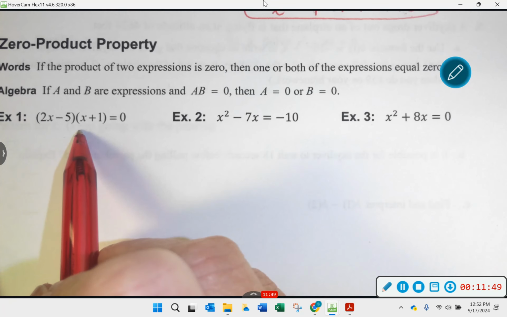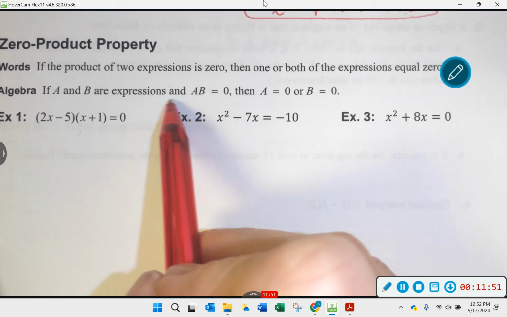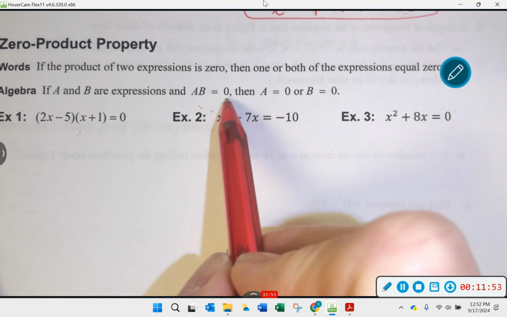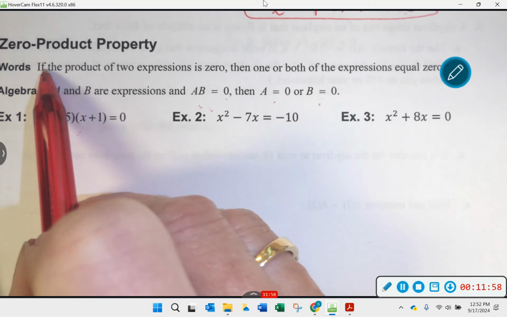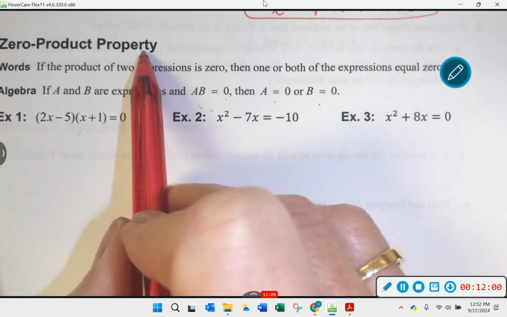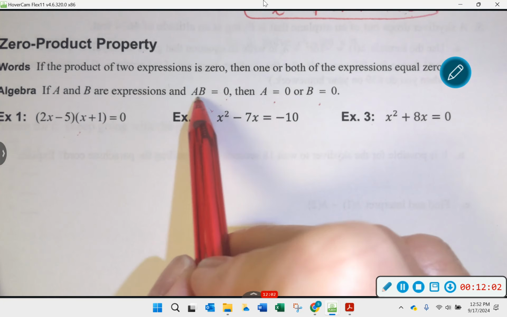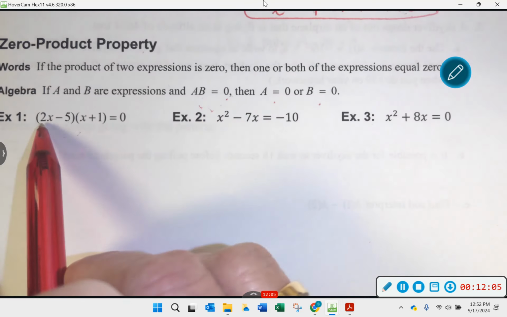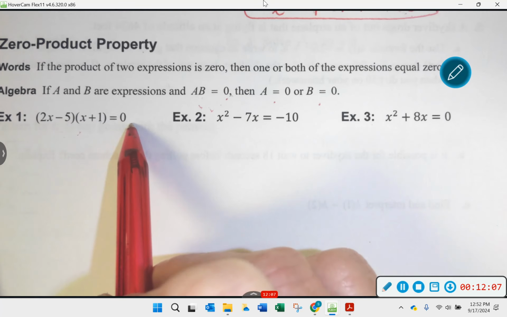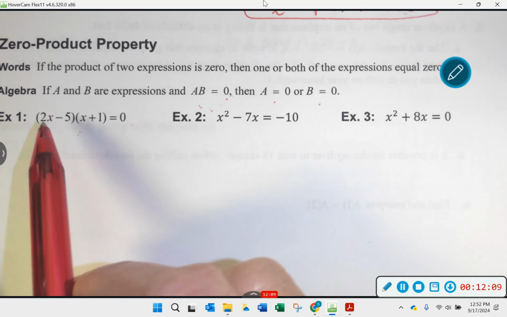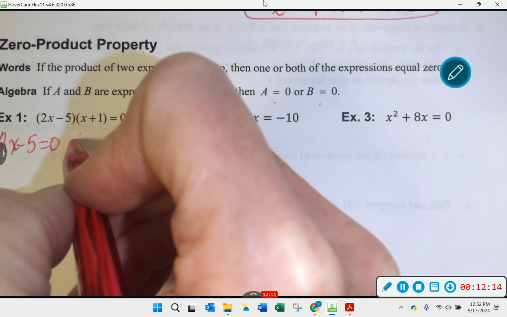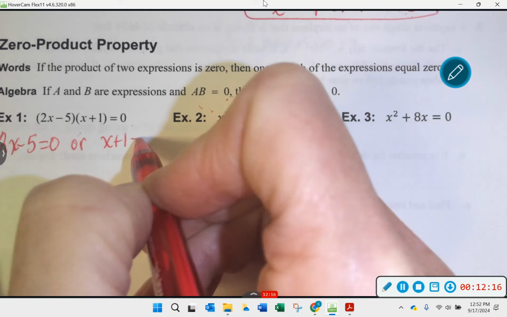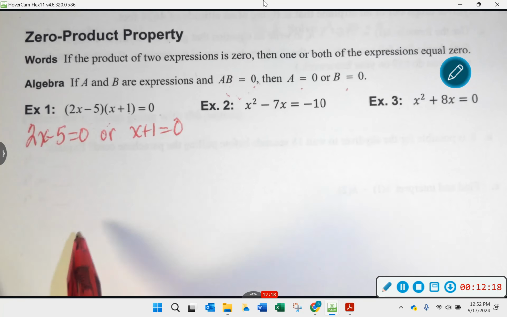All right, example 1. If A and B are expressions and A times B equals 0, then either A is 0 or B is 0. That is the zero product property. It only works if two numbers multiply to be 0. Here we have two expressions that are multiplying to be 0. What that tells us is either 2x minus 5 must be 0 or x plus 1 must be 0. So go ahead and solve that.